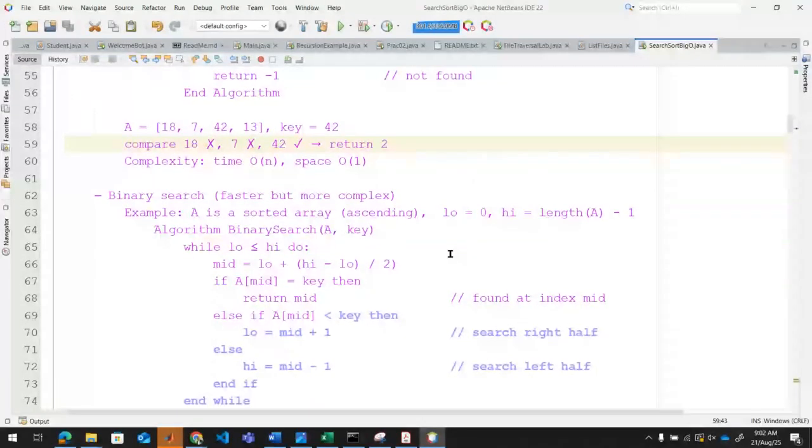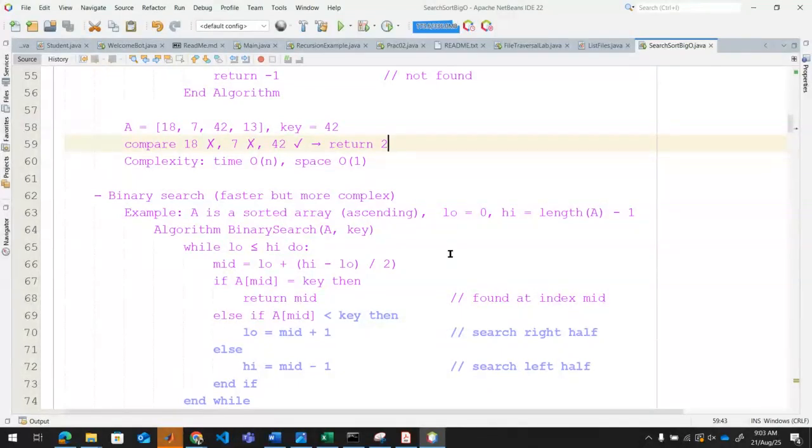Okay. Now, if you want to look at it numerically, let's see this here. All right. So we have A, an array 18, 7, 42, 13, and the key value we're looking for is 42. When we run that algorithm I just showed you, comparing the elements one after the other, we'll easily identify that the first 2 elements are not the key. We'll get to 42 and return 2 for us.